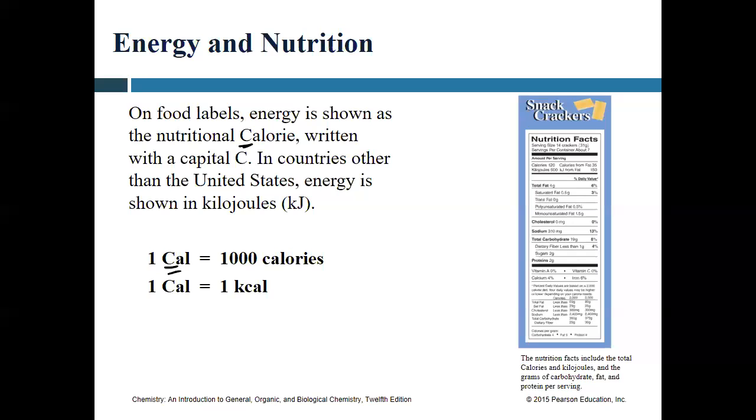Now, one way that we get around this is that when we talk about nutritional calories, we often talk about kilojoules instead of joules, so that the conversion stays exactly the same. It's 4.184 to 1. Only it's now kilojoules and kilocalories, nutritional calories, instead of joules and calories.